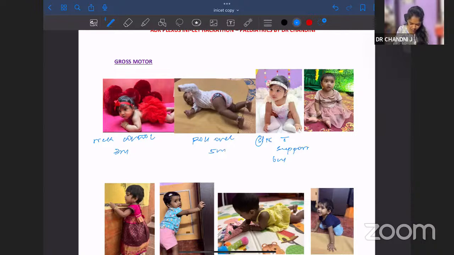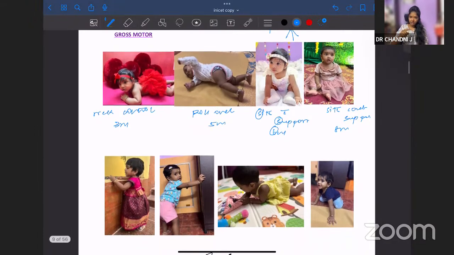Remember this. Sits with support at six. Don't forget. And this is also called the tripod sign. Why? Have you all seen a tripod? So this is like a tripod. Can you see? The baby is supporting and sitting like a tripod. It's also called the tripod sign. Then sits without support. When? 8 months.